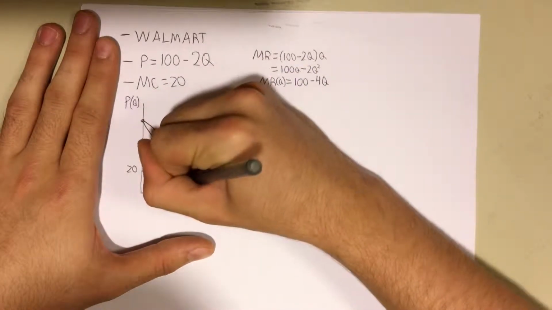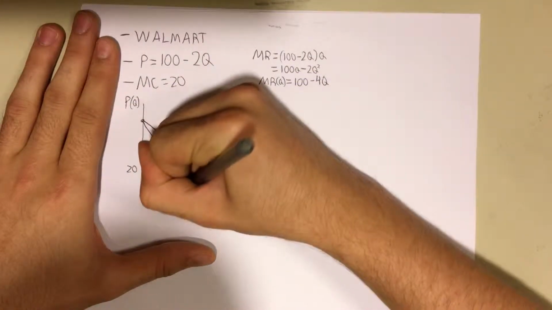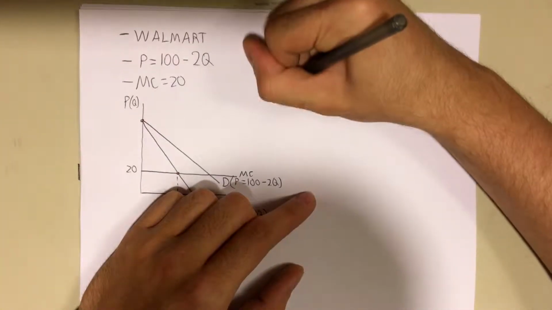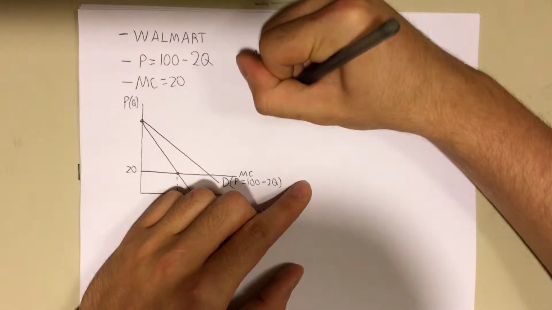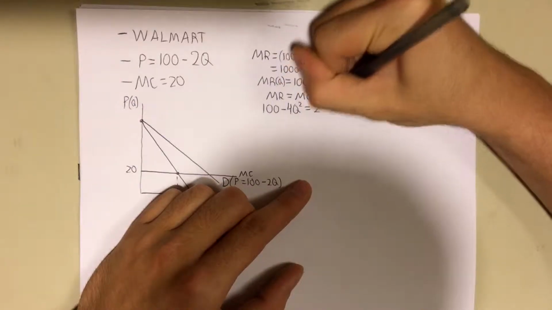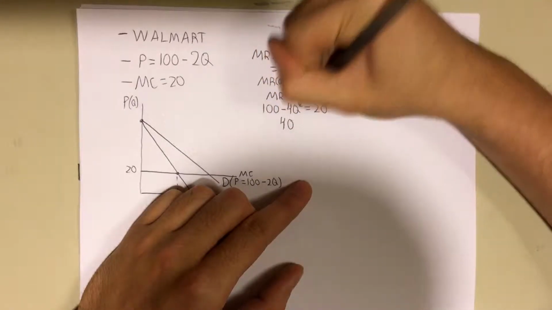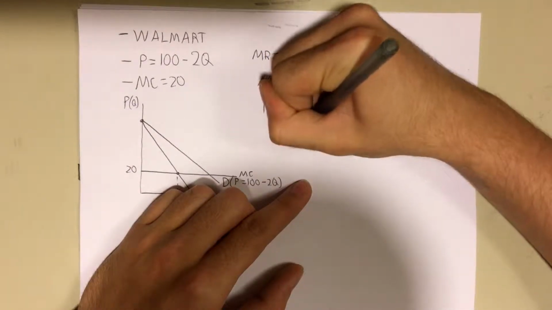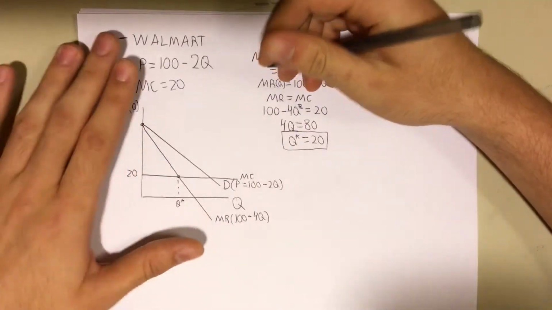And here we will find our optimal quantity where marginal revenue equals marginal cost. So let's go ahead and find that first. We will take our marginal revenue and set that equal to our marginal cost of 20. So we get 100 minus 4Q equals 20, which gives us 4Q equals 80, finding the optimal quantity of 20 units for Walmart.